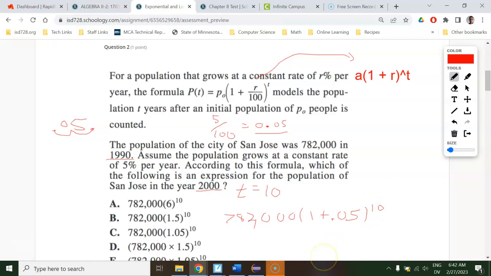All right, and then if we look at the answer choices, when we clean this up, if you add these together, you get 1.05. So the right answer for figuring out the population in 10 years would be that right there. If you actually had to find the population, you could just type it in the calculator, but it looks like we don't need to do that here.